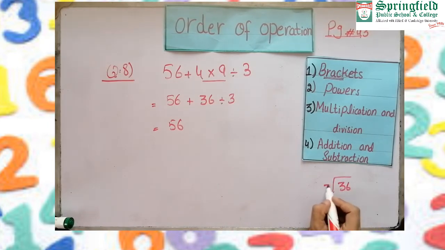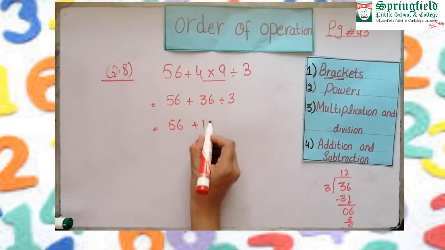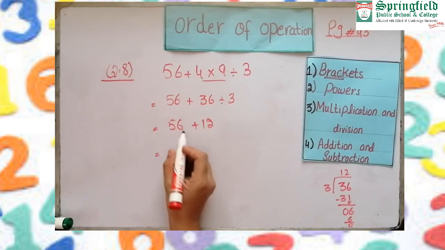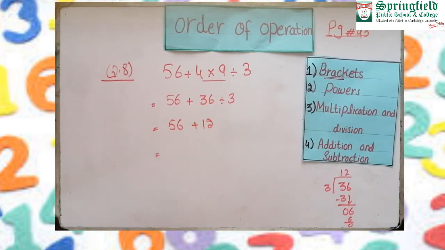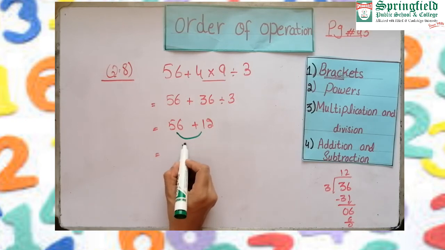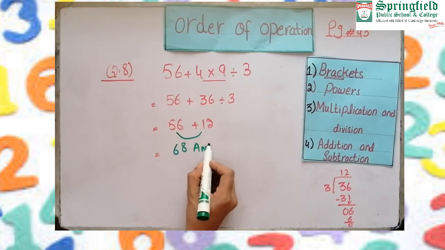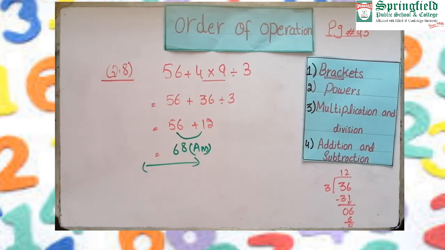36 divide by 3. 3 ones are 3, 3 twos are 6, so the answer is 12. Then 56 plus 12 will be your answer. In the last step, we will add: 6 plus 2 is 8, 5 plus 1 is 6. 68 is your final answer of this expression. Understood, beta?